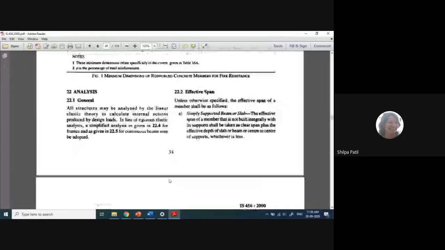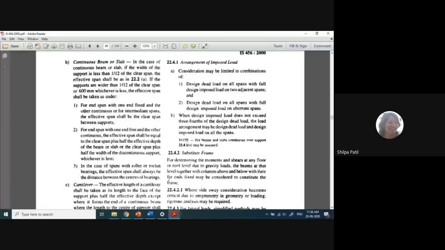Okay, here, effective span. In case of continuous beam or slab, if the width of the support is less than 1/12 of the clear span, the effective span shall be taken as in 22.2a. If the supports are wider than 1/12 of the clear span or 600 mm, whichever is less, the effective span shall be taken as under. For end span with one end fixed and the other continuous, or for intermediate span, the effective span shall be taken as clear span between supports.